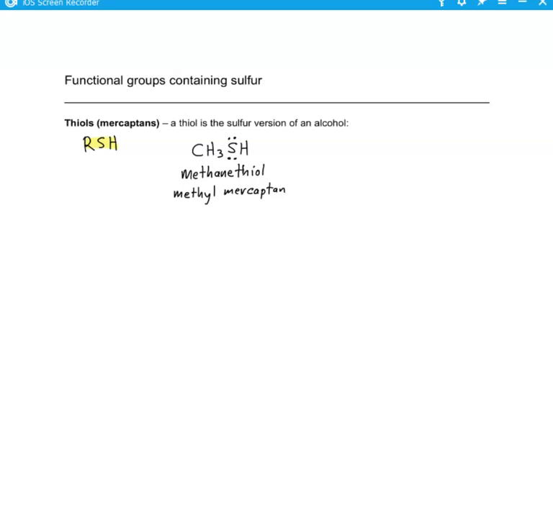So a thiol is the sulfur version of an alcohol. To make the comparison, the alcohol that's a methyl group with an OH is methanol, or methyl alcohol. So a very similar structure to methane thiol.